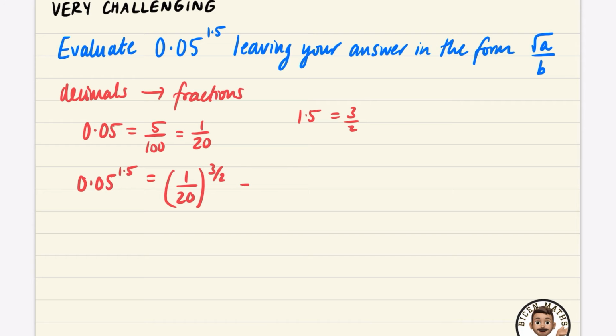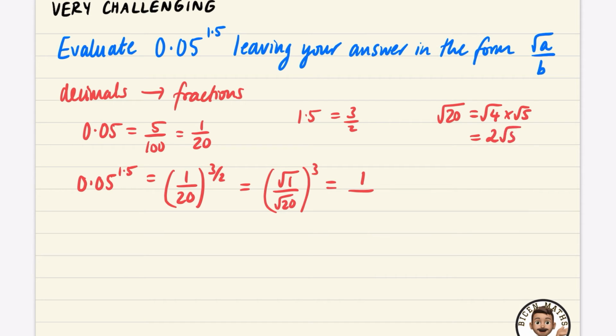Well, the 2 is going to be doing the square root. So I'll do the square root of 1 and the square root of 20, and that is all going to be cubed. The square root of 1 is just 1. The square root of 20, I think we can simplify. The square root of 20 is root 4 times root 5. Root 4 is 2, so when you simplify that surd, you get 2 root 5. So it is 1 over 2 root 5, all cubed.